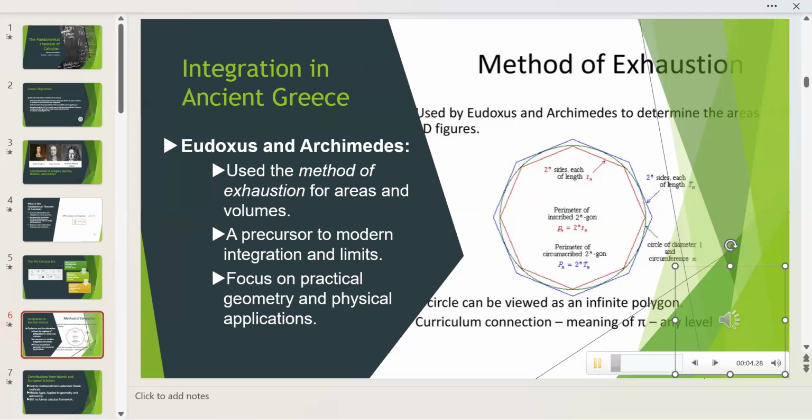Before calculus, we could say that in ancient Greece, Eudoxus and Archimedes used the method of exhaustion for areas and volumes. If they were looking for the area under a curve, they used, like we saw in class, the method of exhaustion. It was a precursor to modern integration and limits, and it focused on practical geometry and physical applications.